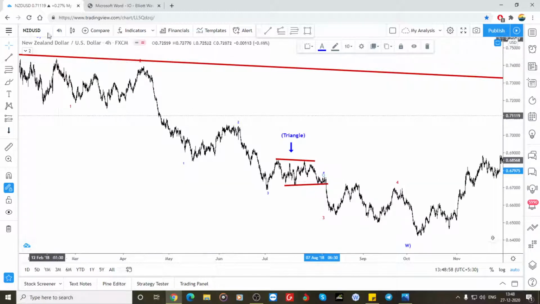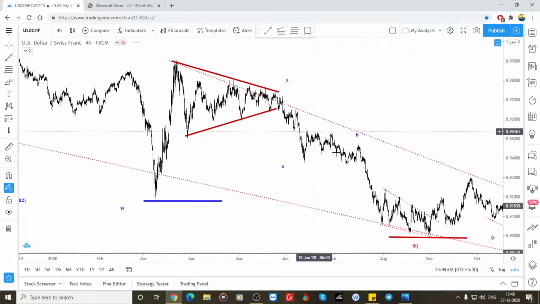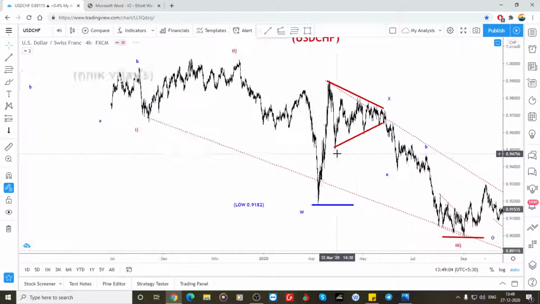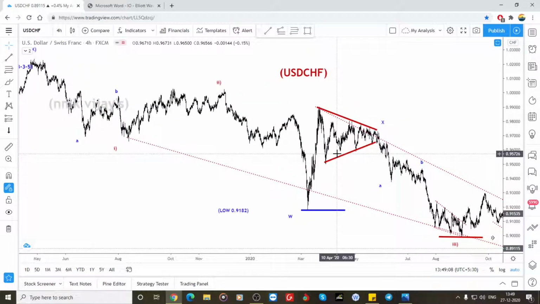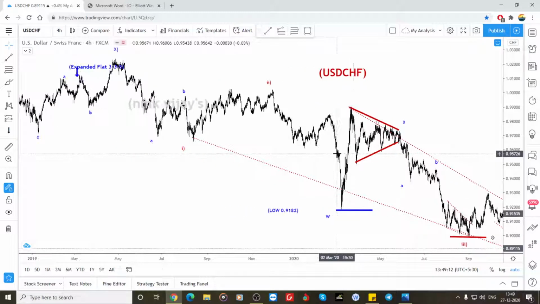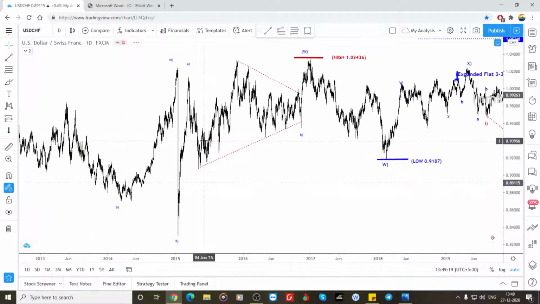So I will show you a lot of triangles, not only in the forex market. That same pattern will be seen in a lot of commodities, as well as in the stocks I'm following here. So here is also USD CHF. It's a bigger triangle on the daily time frame.